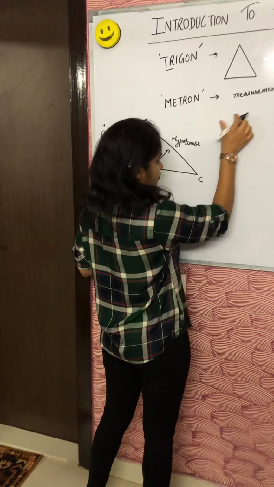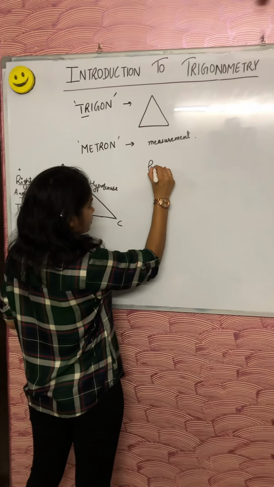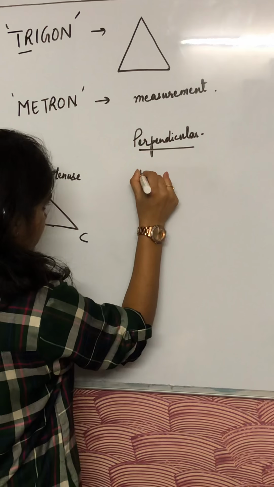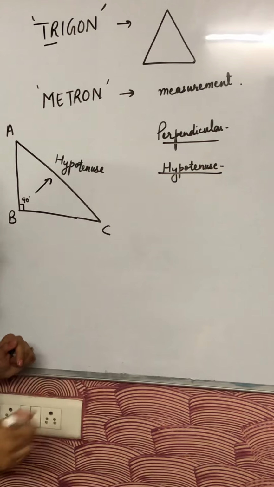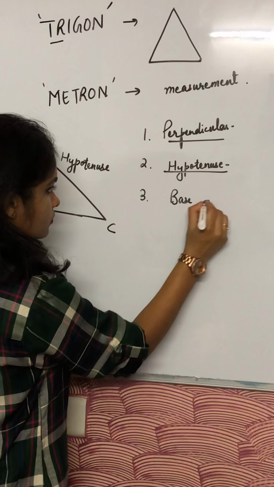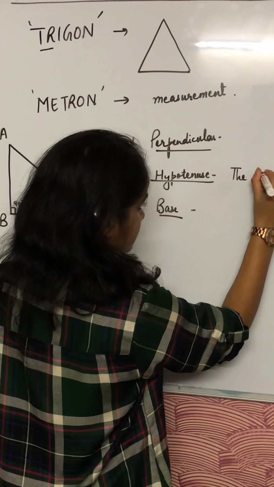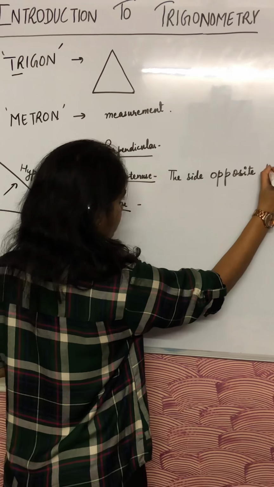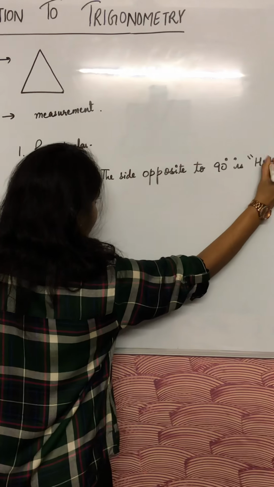So I'm writing here what the three sides are: perpendicular, hypotenuse, and the third one is base. What is hypotenuse? I already told you, the side opposite to 90 degrees is the hypotenuse.